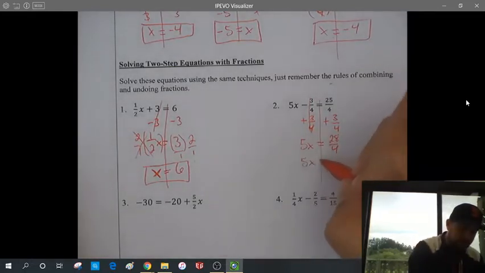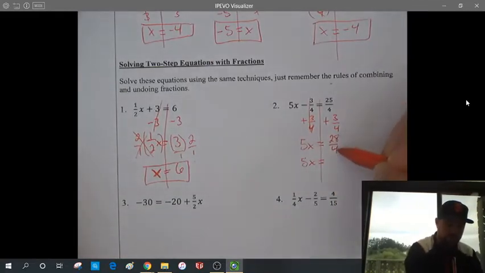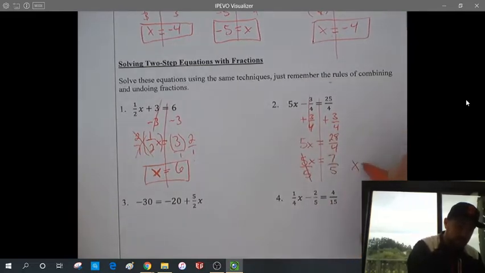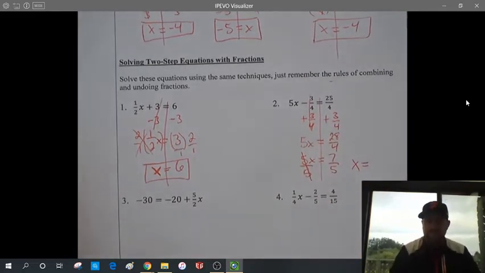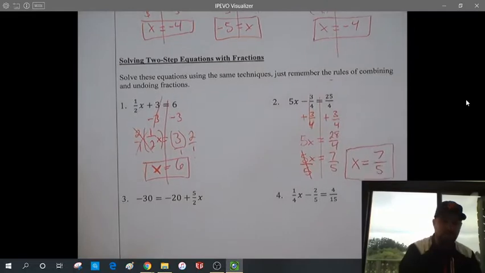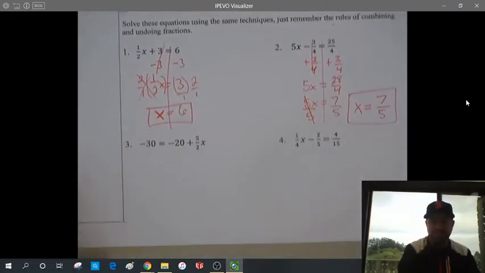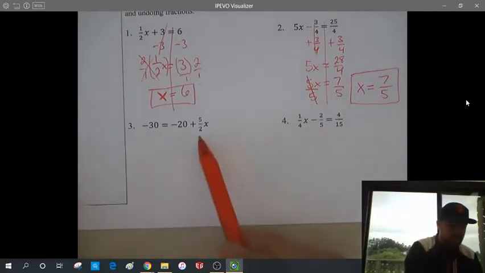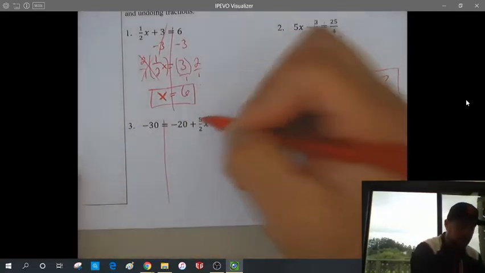And now we get 5x is equal to 28/4. If I reduce that, well, 28 divided by 4 would be just 7. And now I need to divide by 5 on both sides. 7/5, 5 doesn't divide evenly into 7, and there's no reducing I can do there, so I'm just going to leave it as a fraction here, a reduced fraction of 7/5.